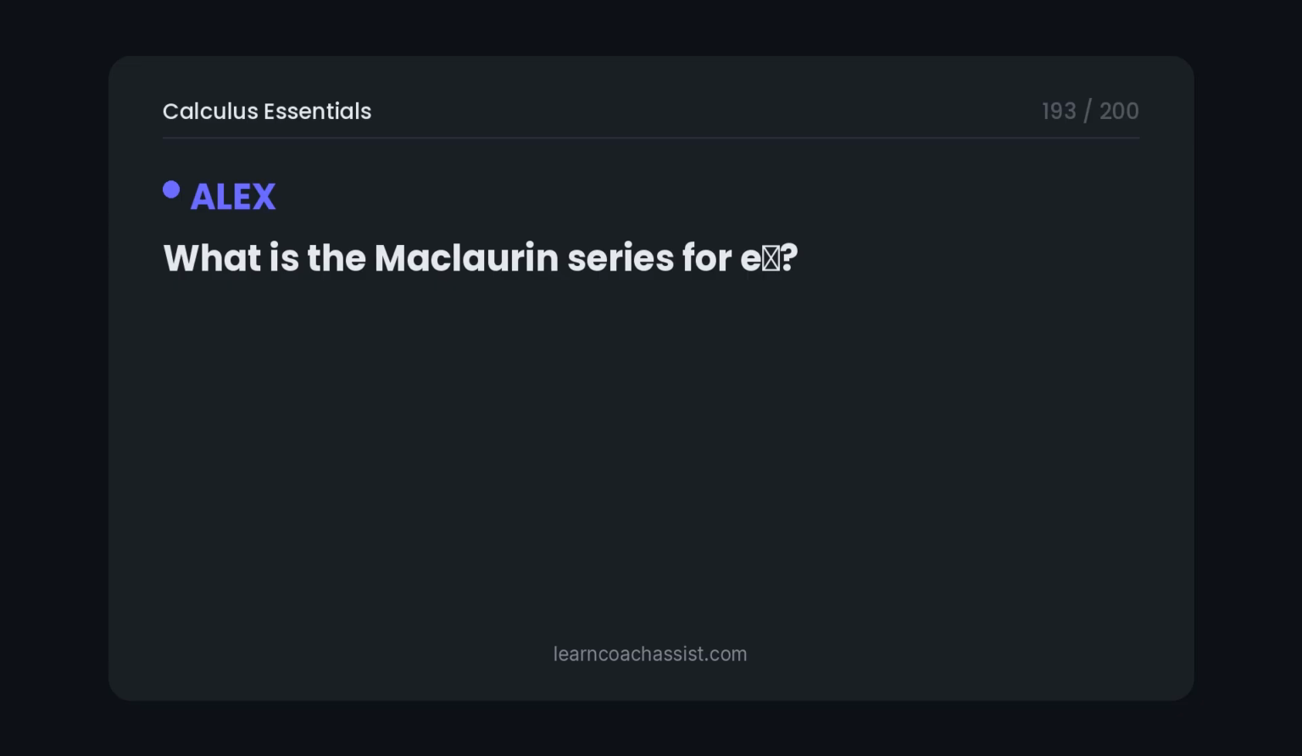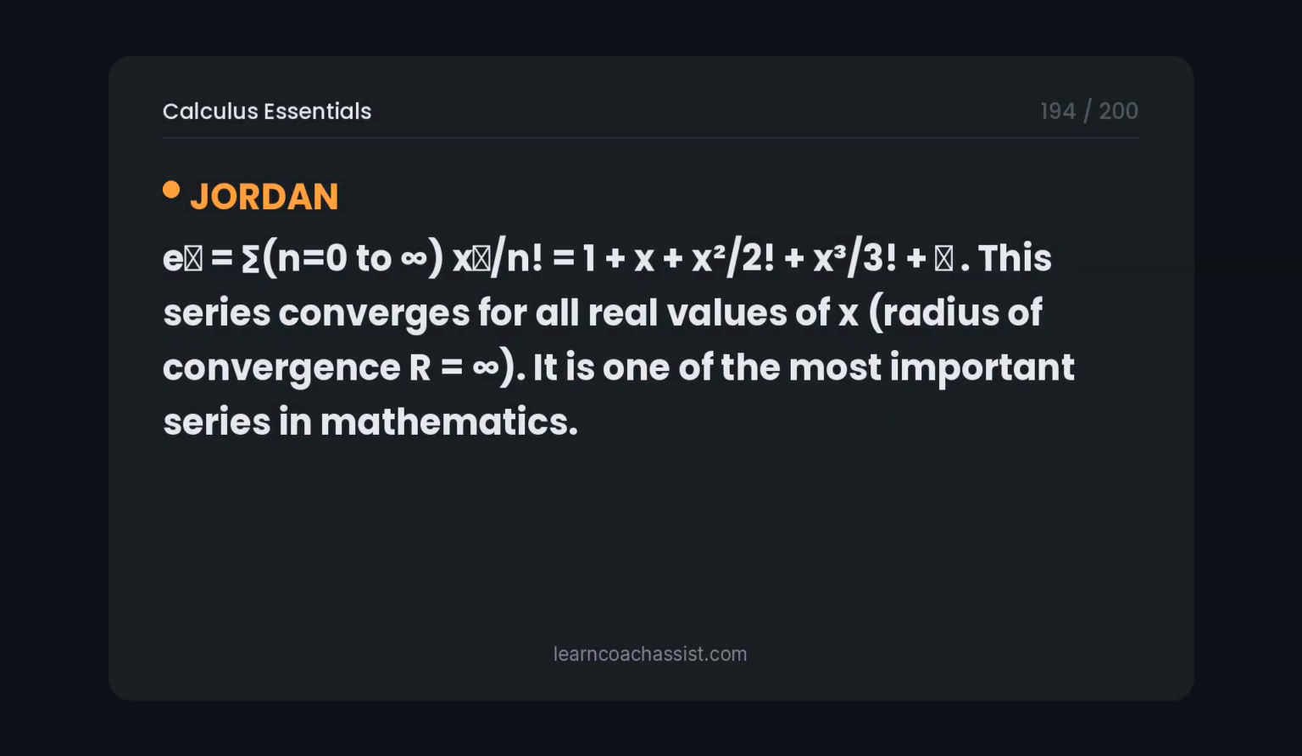What is the Maclaurin series for e to the x? e to the x equals sigma n equals 0 to infinity of x to the n over n factorial, which equals 1 plus x plus x squared over 2 factorial plus x cubed over 3 factorial plus and so on. This series converges for all real values of x, radius of convergence R equals infinity. It is one of the most important series in mathematics.